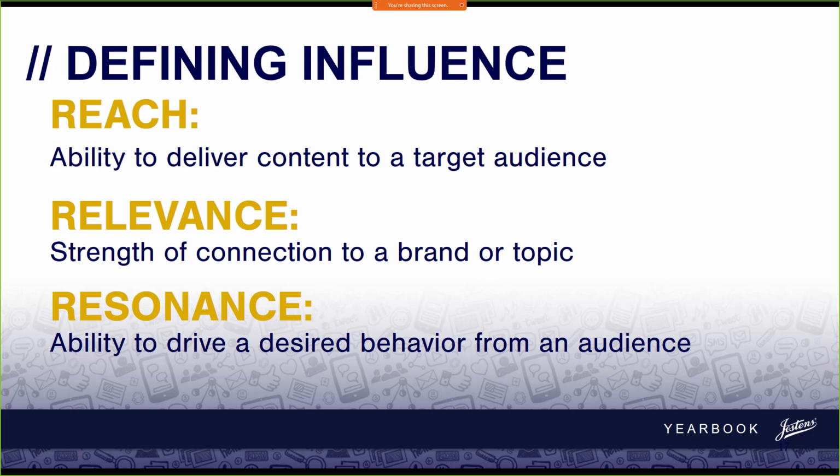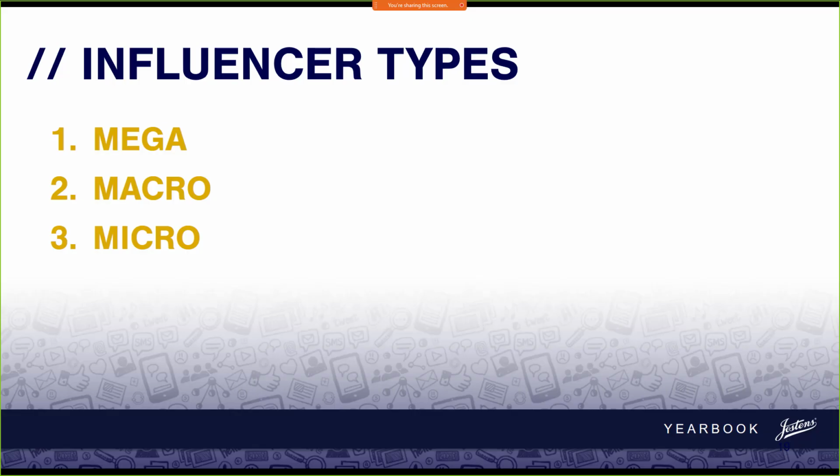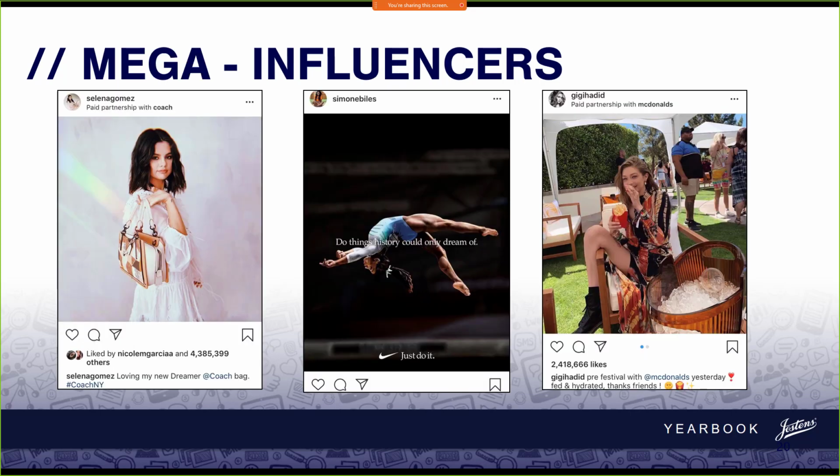So for yearbook, these individuals are the students and parents in your school, and the good news is you don't have to try very hard because the yearbook brand is all about your community. Now that we understand the why and have defined influence, we need to talk about the different types of influencers. There are three main types: the mega, the macro, and the micro. Let's dive into the first one, mega influencers.